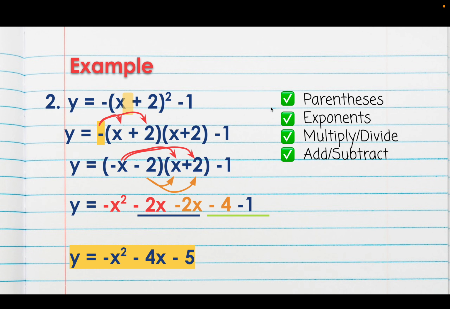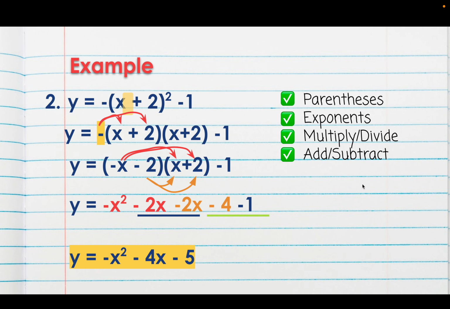And remember your order of operations as well, because this negative wants to multiply by the x plus 2. But that x plus 2 also has an exponent. So you have to ask yourself, what comes first, the exponent or the multiplication? And exponents always come before multiplying and dividing. So that exponent had to come first.